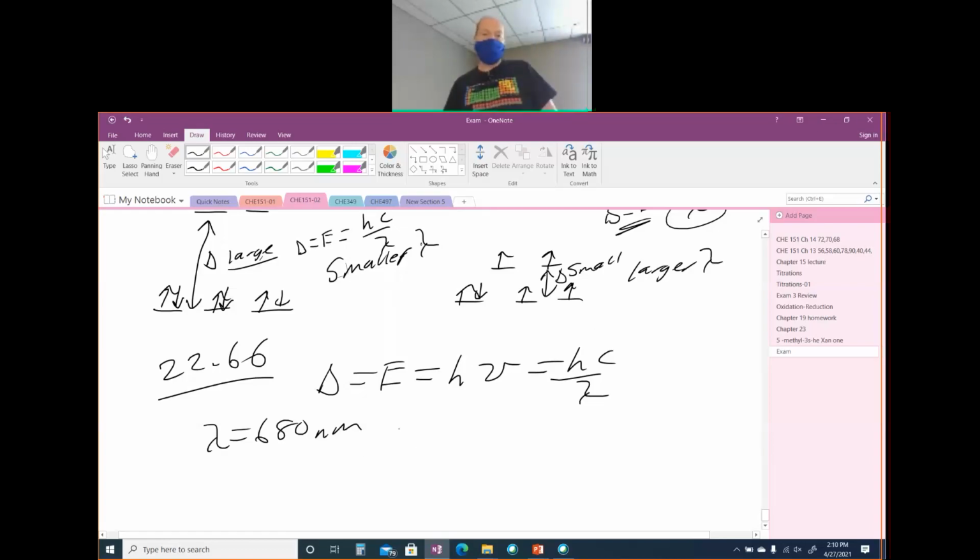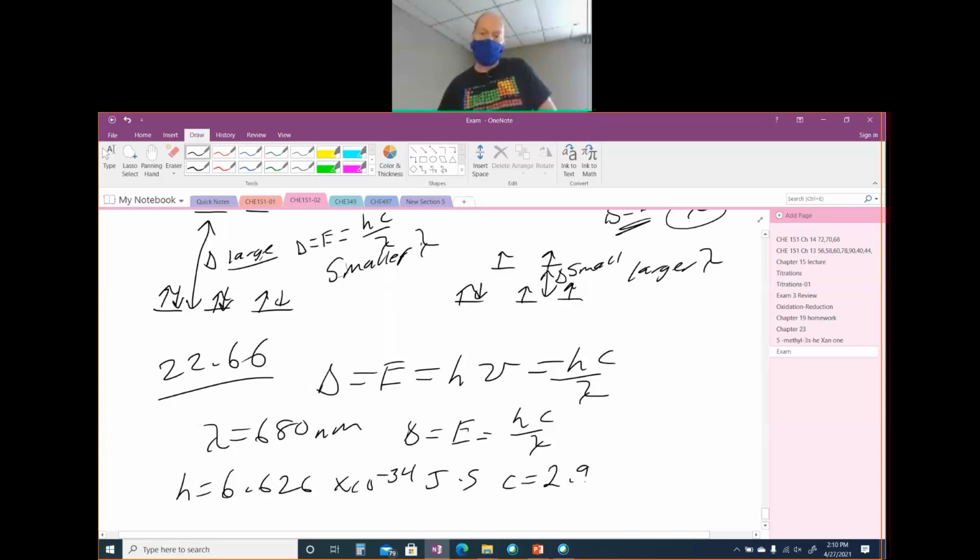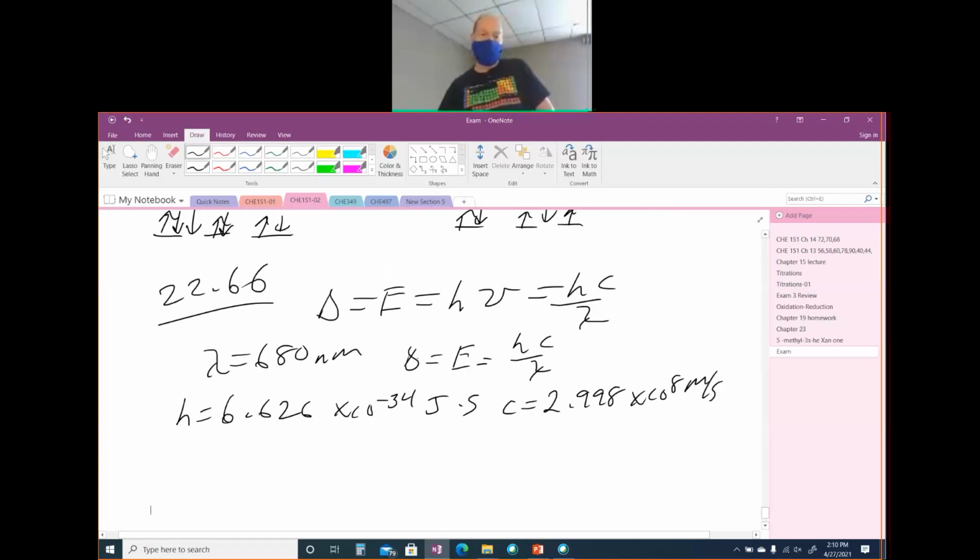All right, and so you have your delta, which is your energy, which is equal to hc over lambda. So h is Planck's constant. It will be given, 6.626 times 10 to the minus 34 joules times seconds. c is the speed of light. It will be given, 2.998 times 10 to the 8th meters per second. What you will have to do is convert your 680 nanometers to meters. Wavelength has to be in meters so that it will cancel the meters here.